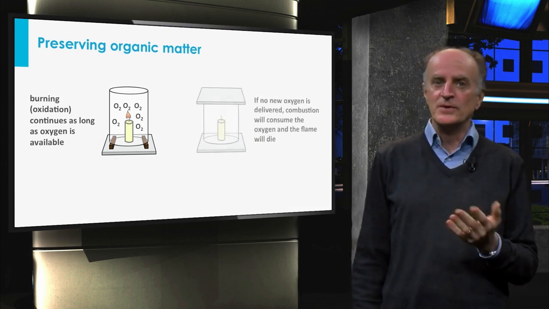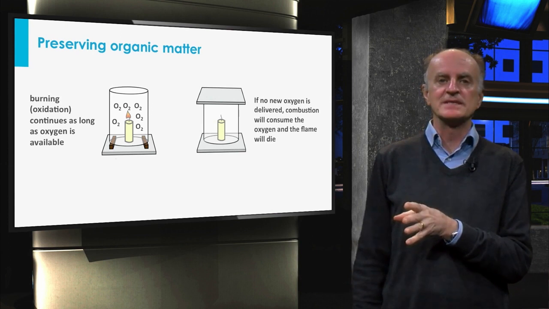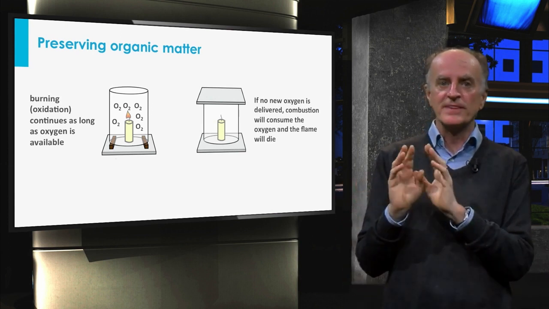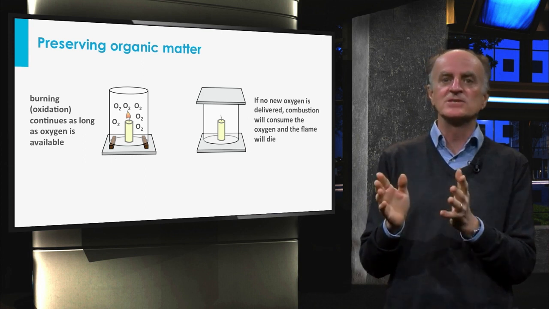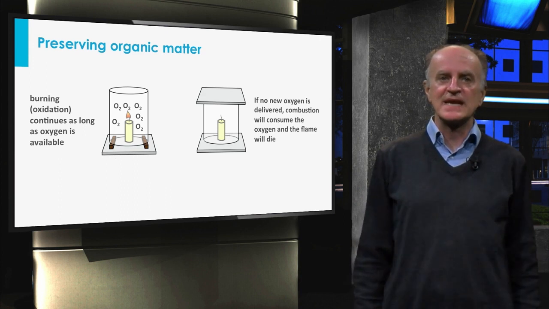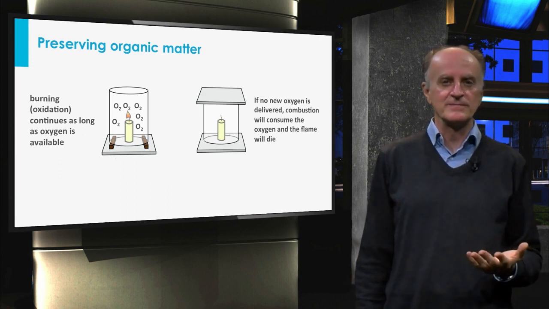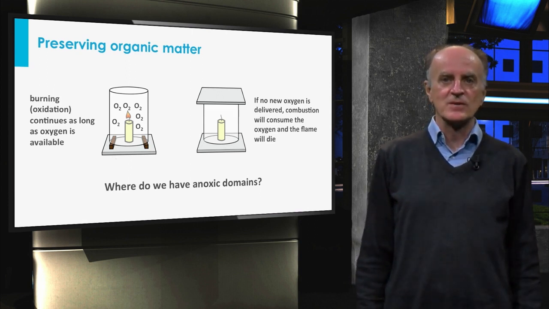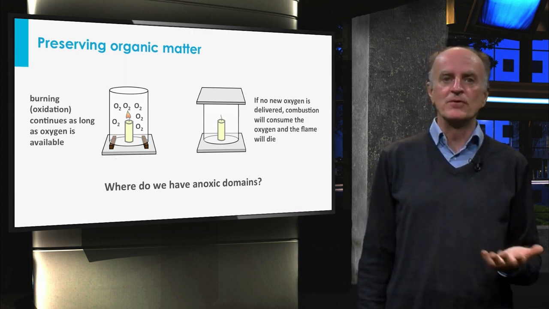If, however, no new oxygen can be added to the system, the flame will consume all the available oxygen and will then die out. Oxidation has stopped. In our analogy, organic matter will escape oxidation and will be preserved. Zones with no oxygen are called anoxic. Where do these anoxic zones form?